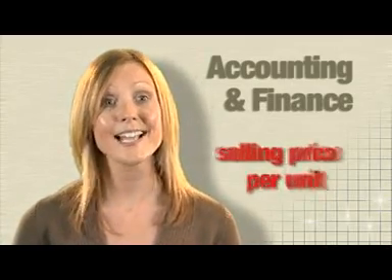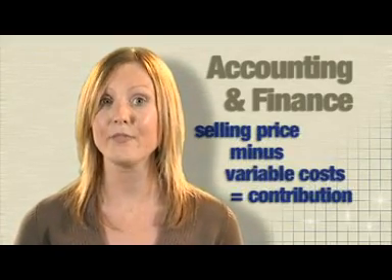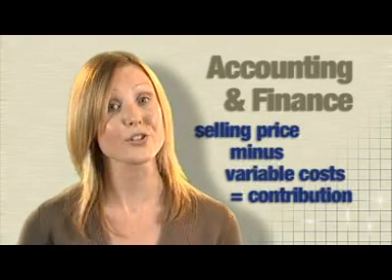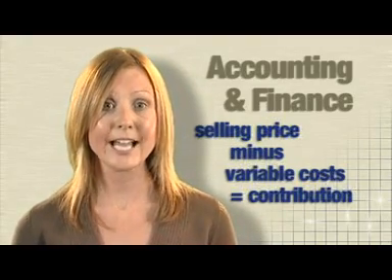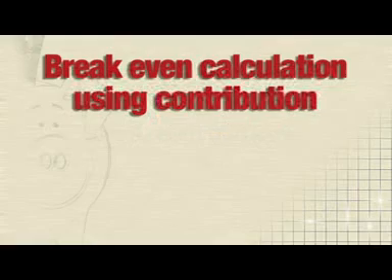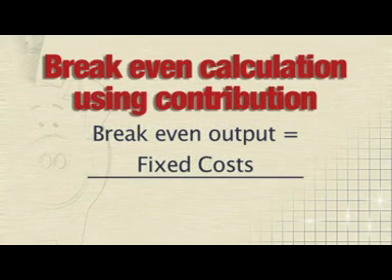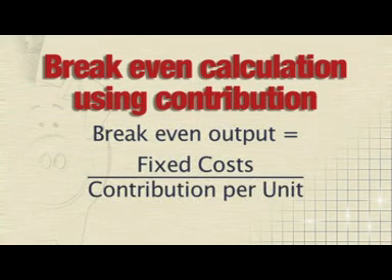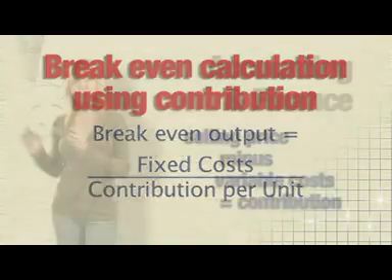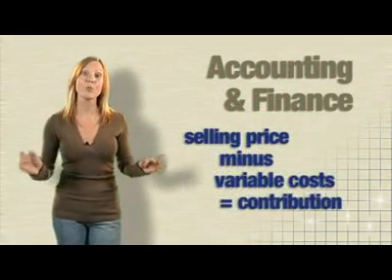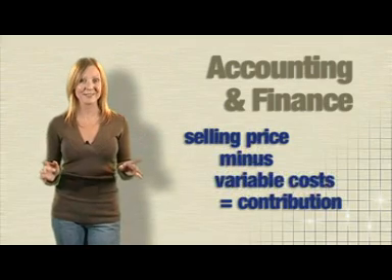Let's have a look at calculating the break-even point. You'll need to know the fixed costs, the variable costs, and the selling price per unit. The selling price minus the variable costs is known as the contribution. So if we look at the calculation, it'll look like this. Break-even output equals the fixed costs divided by the contribution per unit. The contribution was worked out by taking away the variable costs from the selling price.